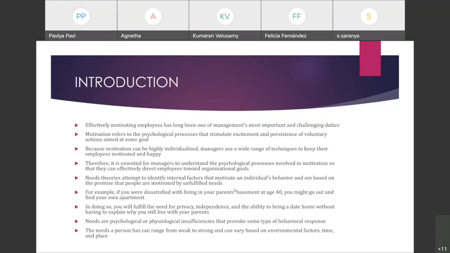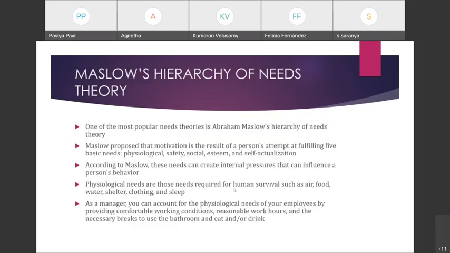Okay, so that is the reason why many of these psychologists came up with various theories which explain what are the different ways in which people are motivated. So the first and most important theory, a very famous theory, is Maslow's hierarchy of needs.